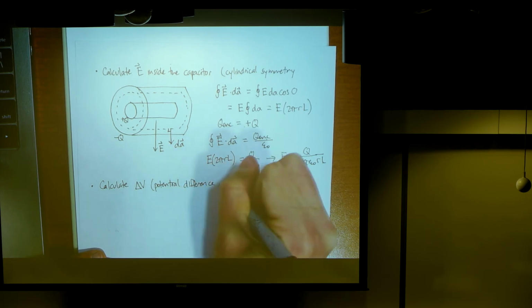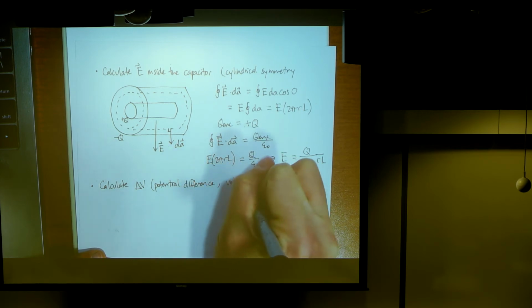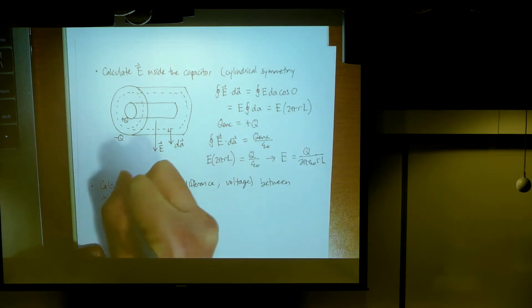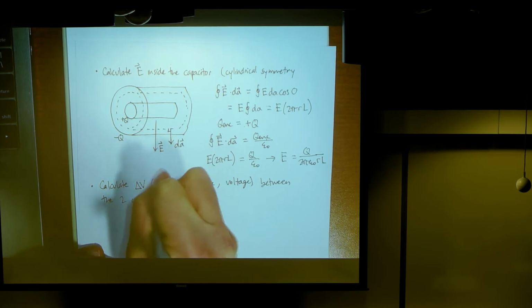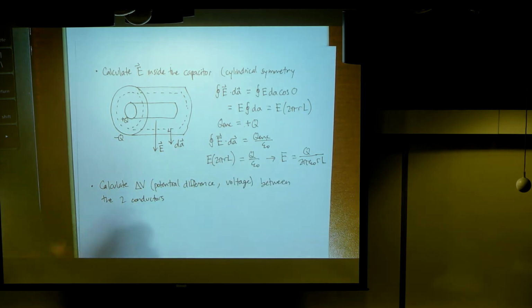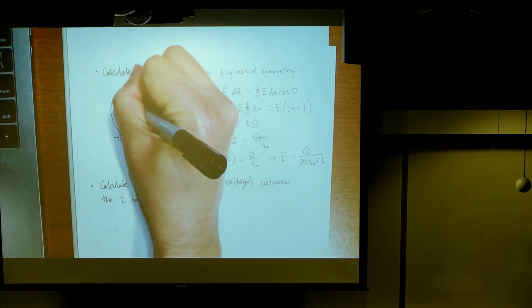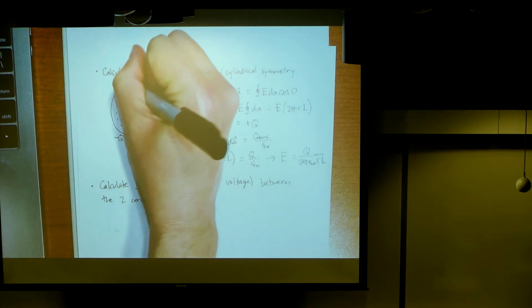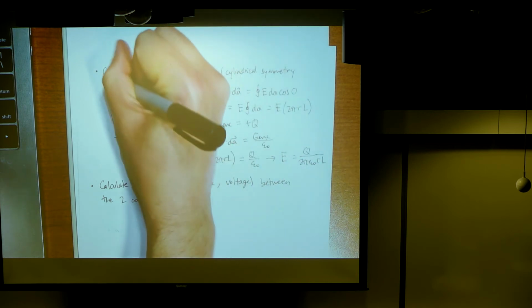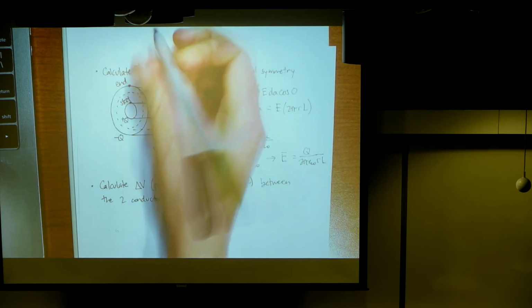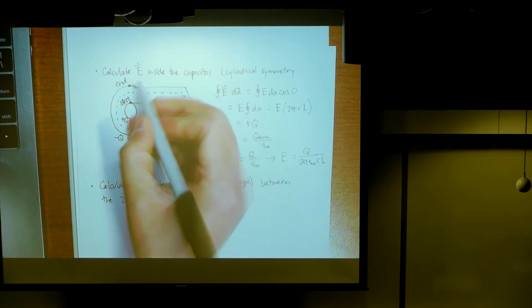Or you could say voltage. These mean the same thing between the two conductors. So now we have a way of doing that because we can essentially just integrate from the inner conductor, starting here, to the outer conductor, ending here. So we're going to start our integral here and we're going to end it here. Make sense?